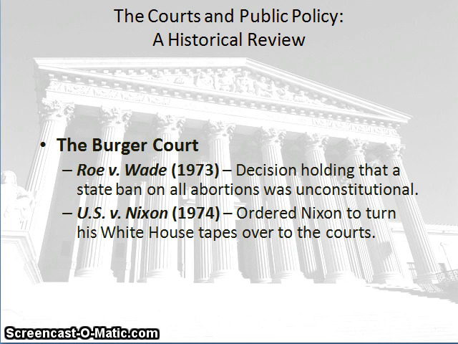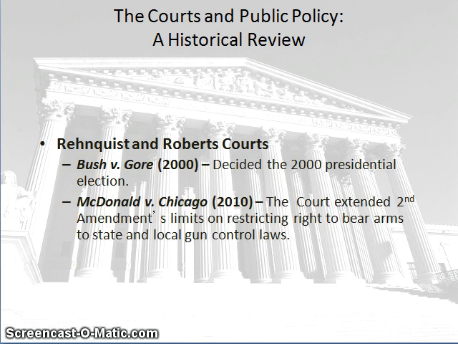The Burger Court is responsible for the abortion decision in Roe versus Wade. They're also responsible for the requirement of school busing in certain cases to eliminate historic segregation, and they also upheld affirmative action programs. The Burger Court is also responsible for the decision in the U.S. versus Nixon case. The final court that we're going to look at is the Rehnquist and Roberts Court.